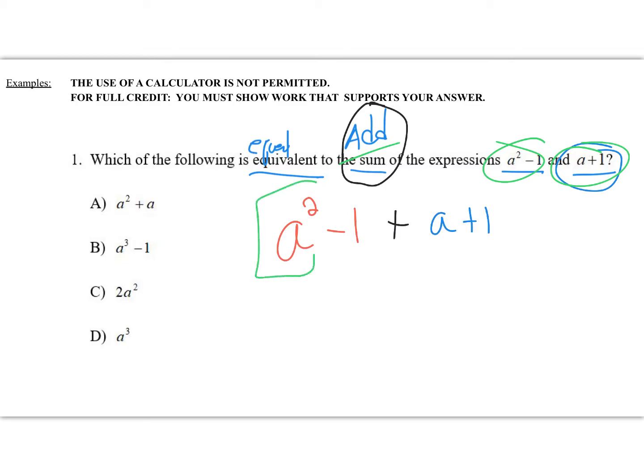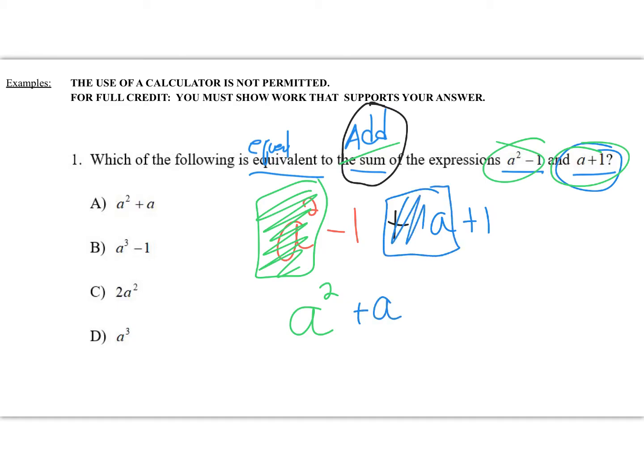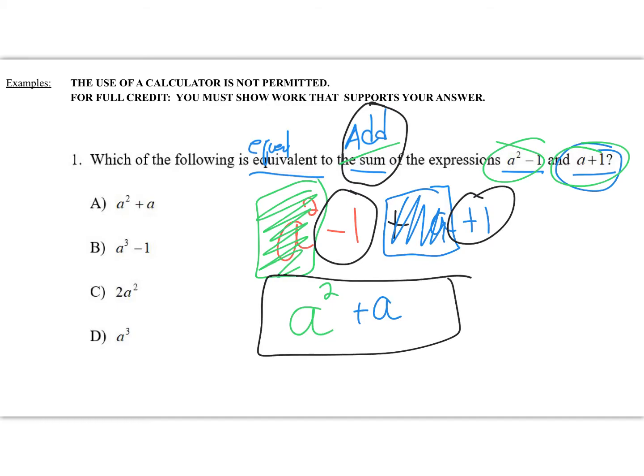So let's look. A squared. Are there any other a squareds? No. So a squared all by itself. So sad. A's. Are there any other a's? No, there's not. So plus a. And then we have the constants. So we have a negative 1 and a positive 1, which cancel. So here's your answer. So there it is. A squared plus a is the equivalent sum of those two expressions. All right, so let's move on.